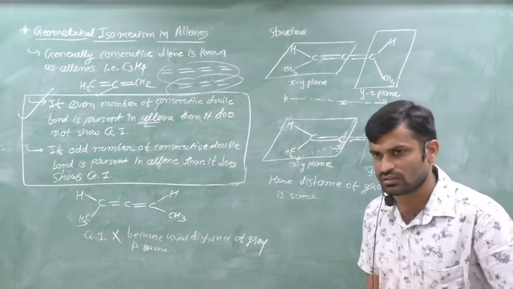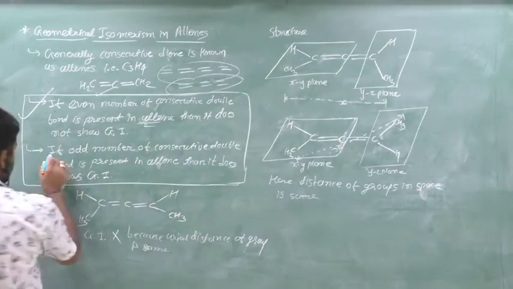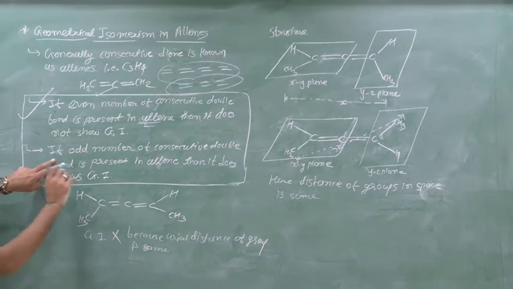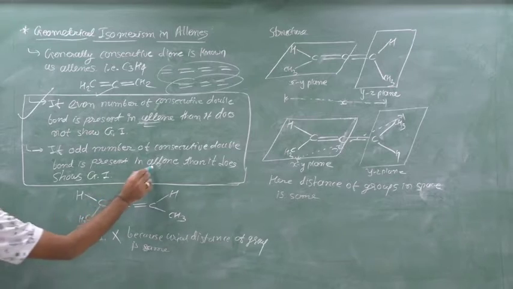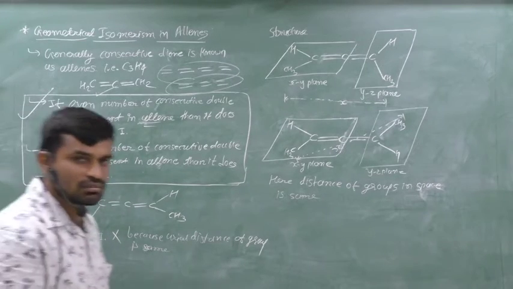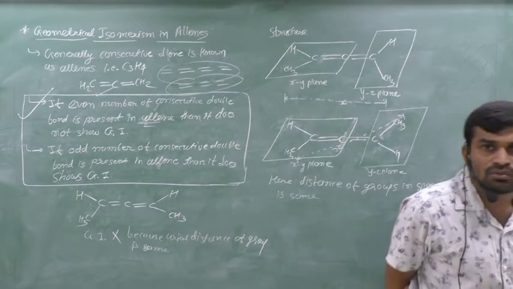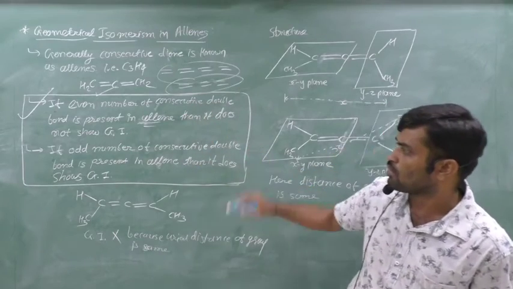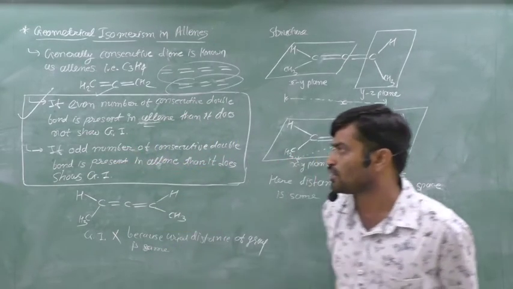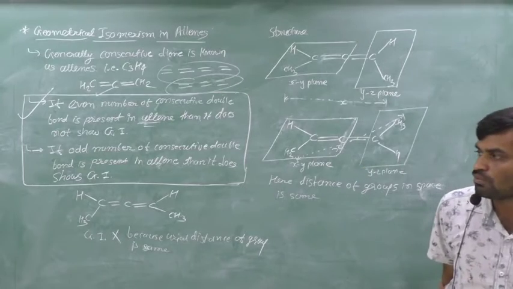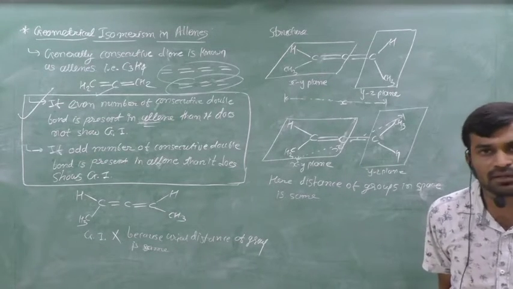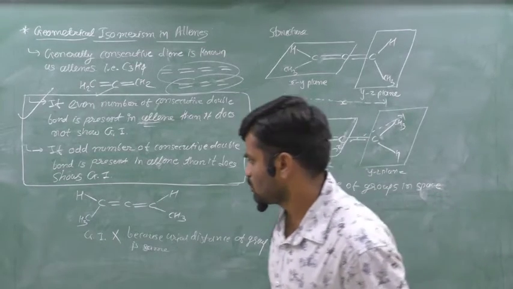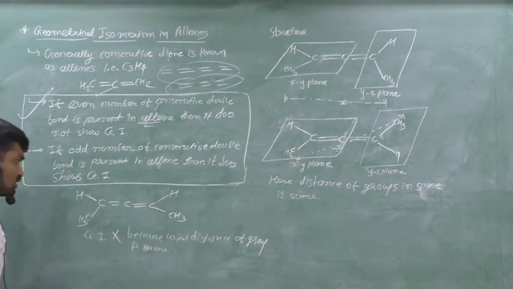Why? We can give the reasons. But first of all, if we have any allene which has an odd number of consecutive double bonds, then this allene shows the GI. Concept clear? If allenes have an even number of consecutive double bonds, it does not show the GI. If an odd number of consecutive double bonds is present in the allene, then it does show the GI. Why? We can give the reasons, but first we take some examples.